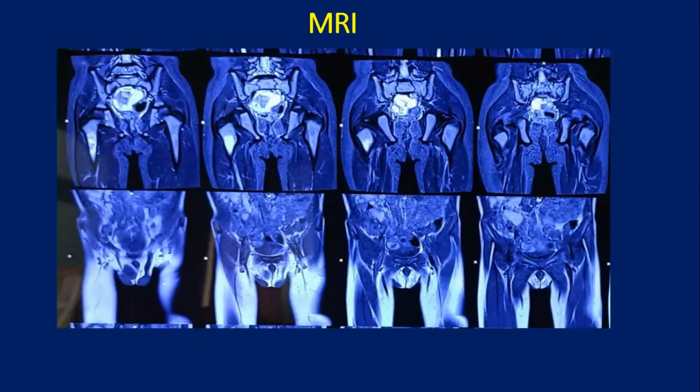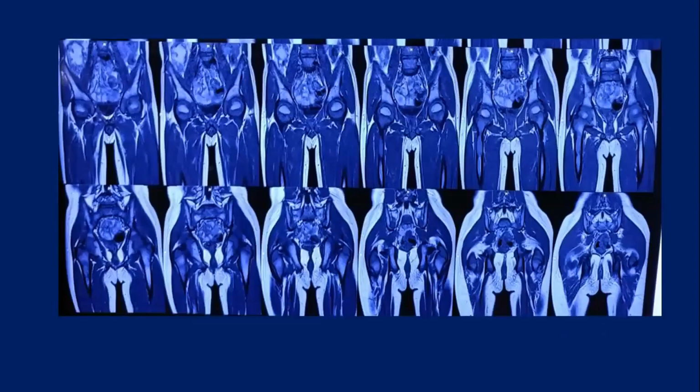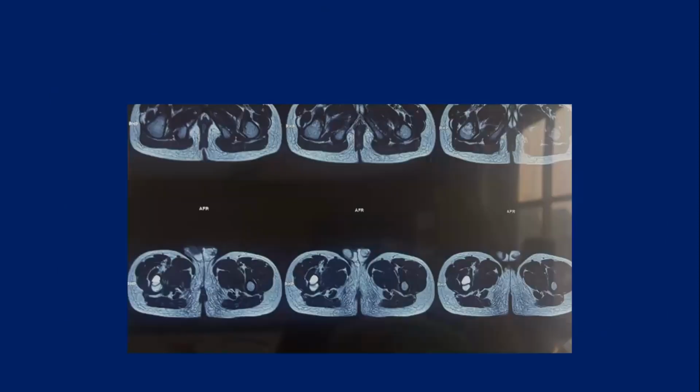This is an MRI. Do you have the axial images also? Show further images if you have. Move ahead. So this is a cortical lesion, as we saw on radiograph. This is a cortical lesion, very well defined. Again, there is no extraosseous extension.